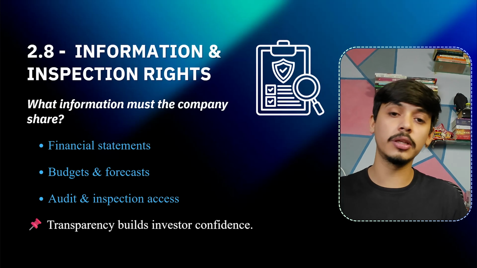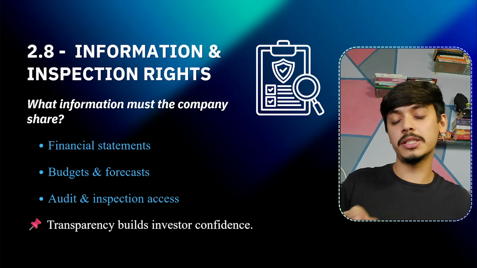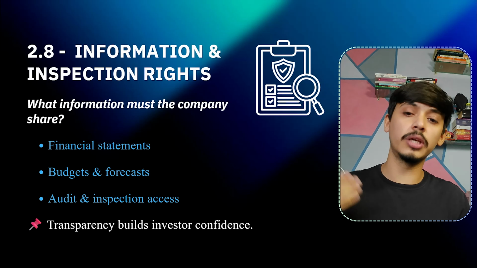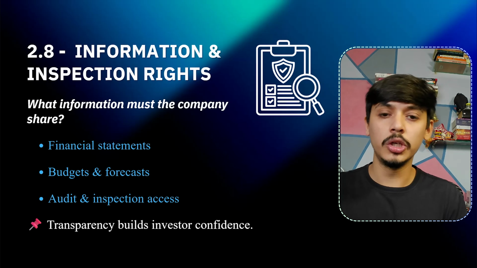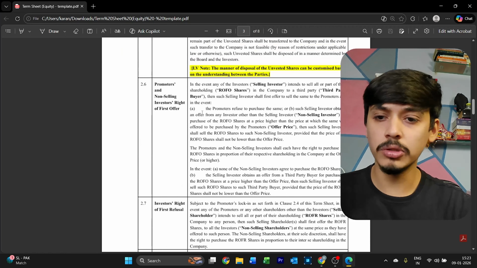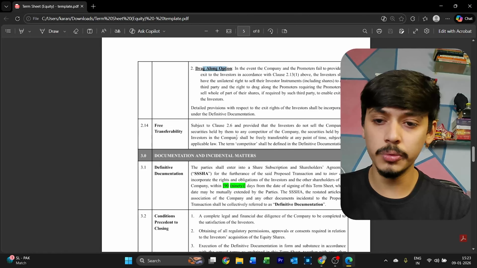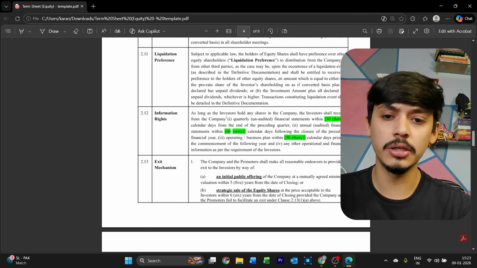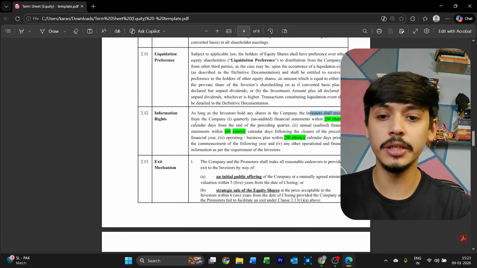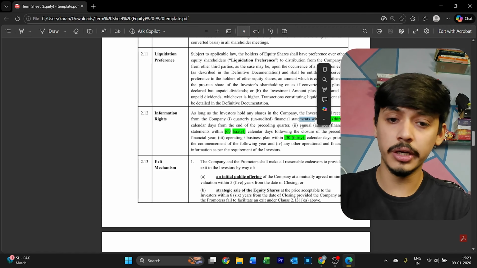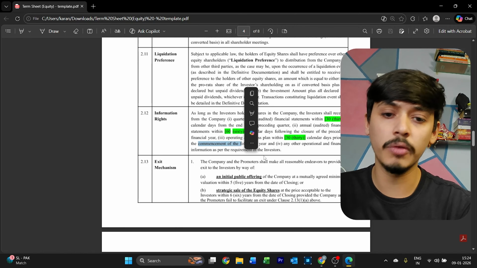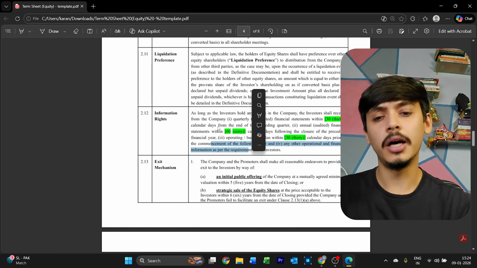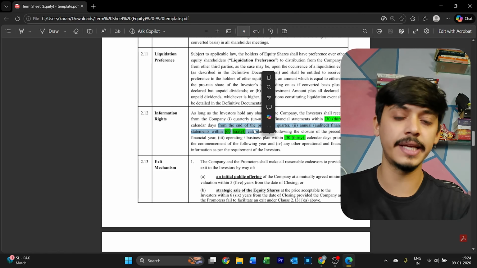When this clause is mentioned in the term sheet, it allows the investors to understand that the promoters are willing to give out their information to us, and that will maintain the transparency, which is beneficial for both to take the relationship ahead. Coming back to the template, here we have clause 2.12, which mentions the information right. As long as the investors hold any shares, investors shall receive the quarterly financial statement within 30 days from the preceding quarter, audited financial statement within 60 days, and operating business plan within 30 days prior to commencement of the following year. So all of this has to be given. This might change depending upon the exact requirement of the investors.